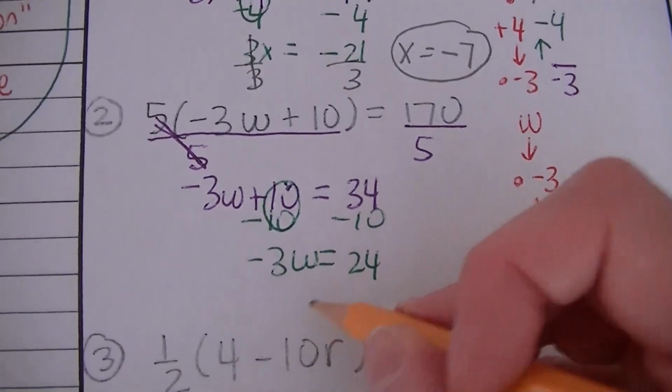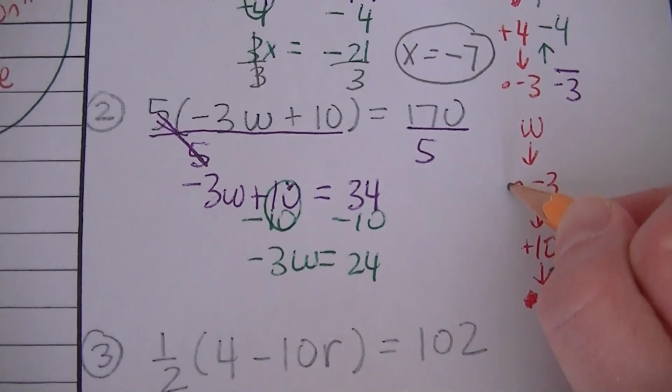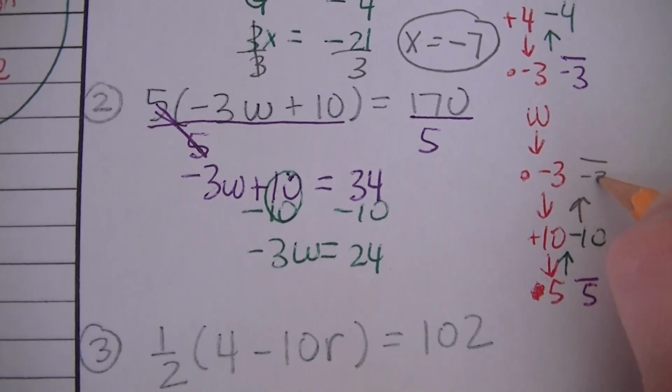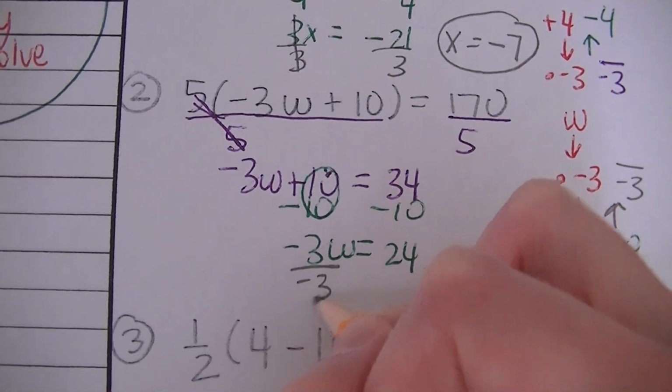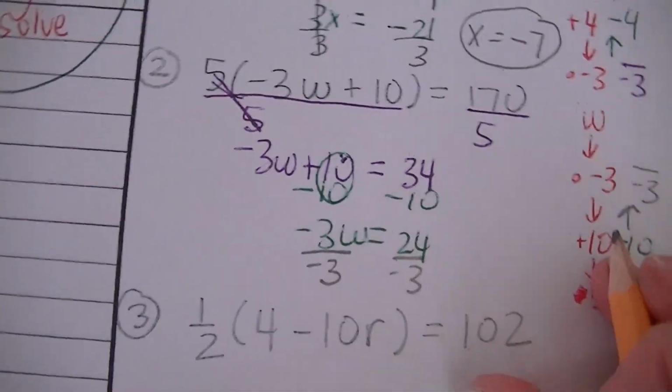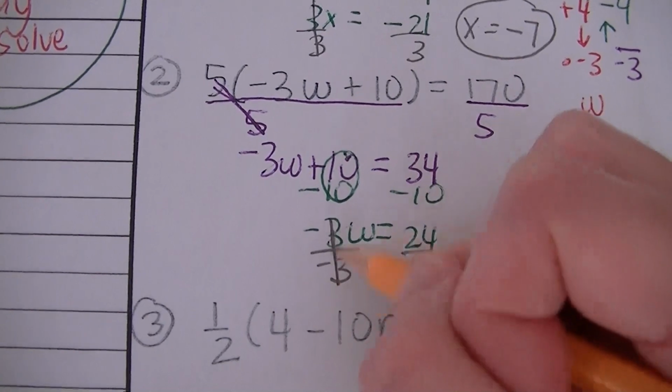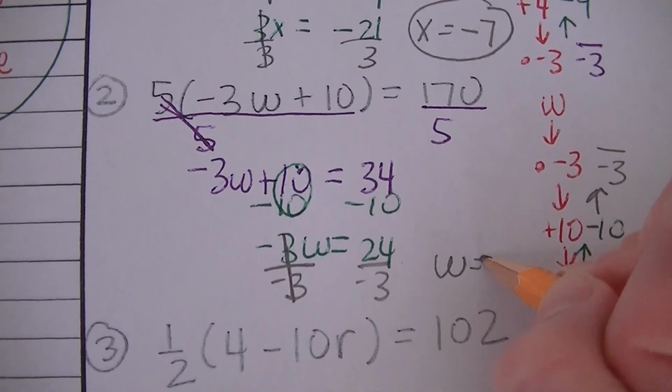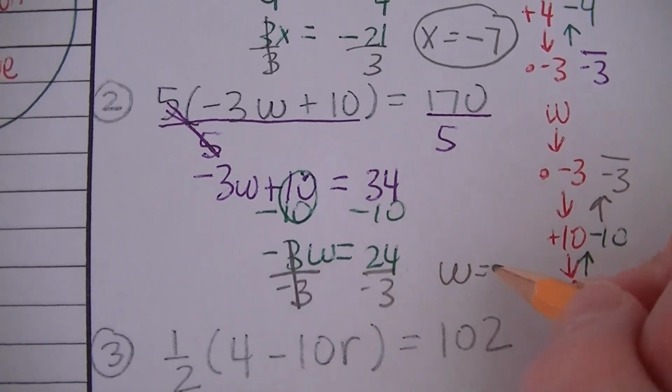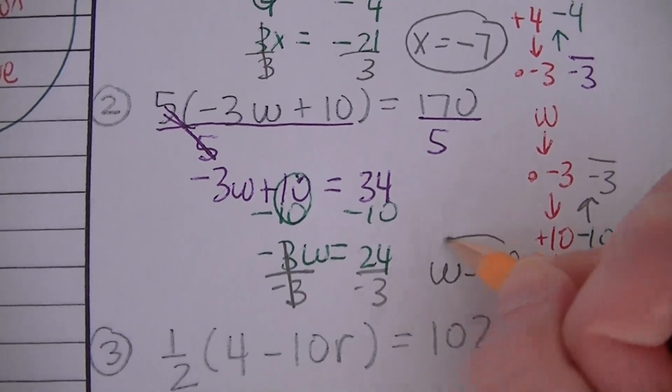Okay, now that we've simplified it, we can go back up. Inverse operation of times -3 is to divide by -3. Do that to both sides. -3 divided by -3 is 1. 1 times w is w. Positive 24 divided by -3 is going to be a -8.